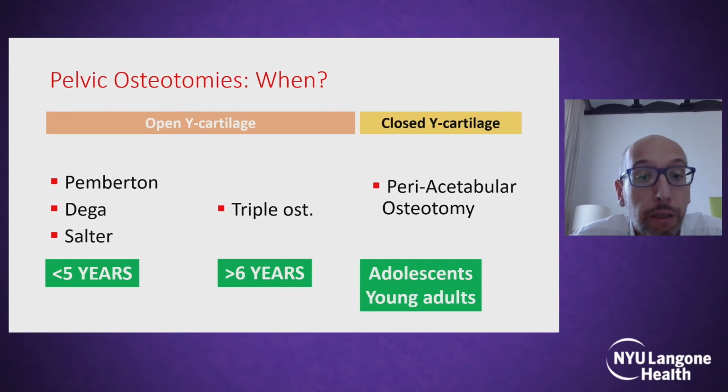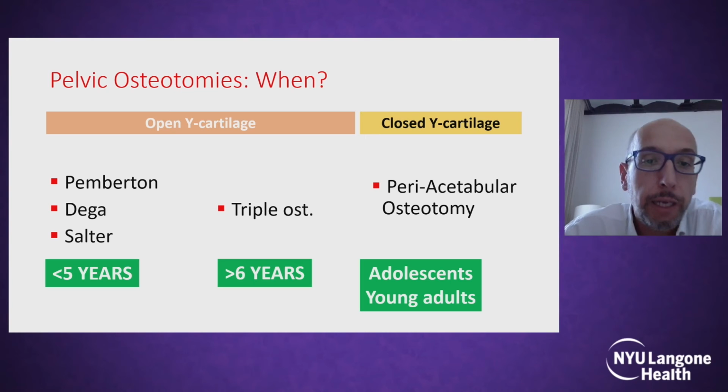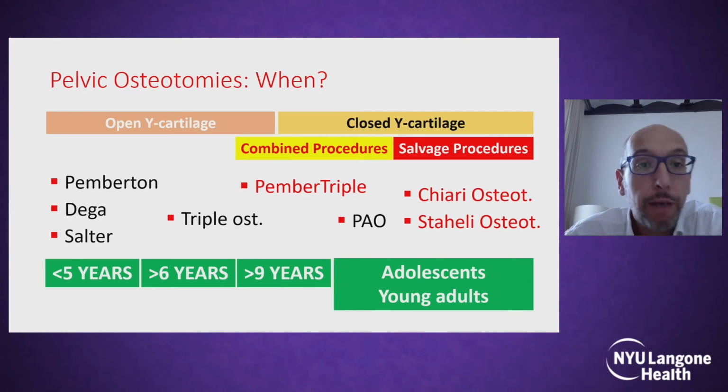So this is the very first part of the algorithm that I try to summarize in this slide. This is the basic: we have open triradiate cartilage, patient younger than 5 years of age, patient older than 6 years of age, the choice of your procedure, and then you have older patients, skeletally mature, where you can perform the periacetabular osteotomy. However, the situation may become more complex because in the algorithm at this stage, you have to include the combined procedures that have been recently introduced and the salvage procedures.